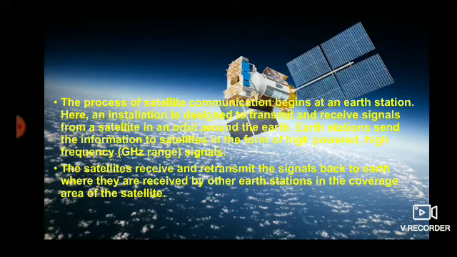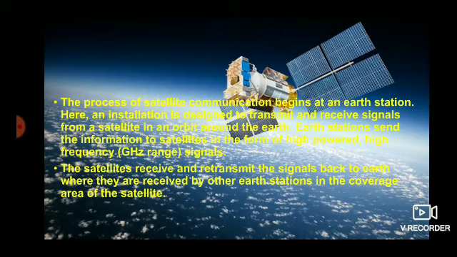Now each satellite has a coverage area. It cannot cover the whole Earth at a time. It is not possible because of the huge mass of the Earth and its spherical shape. So for this, a minimum of 3 satellites are required to cover the whole of the Earth.